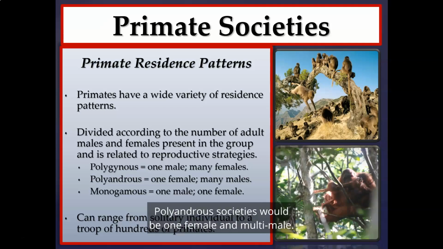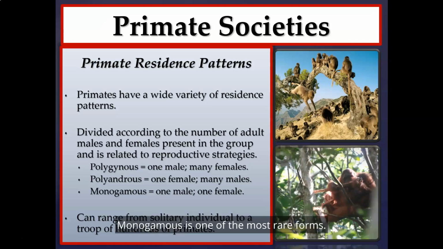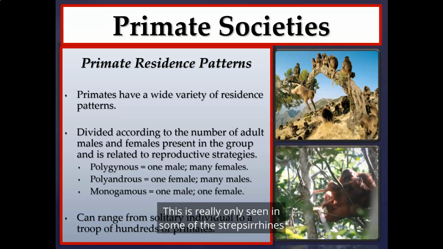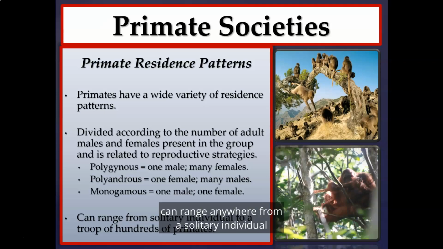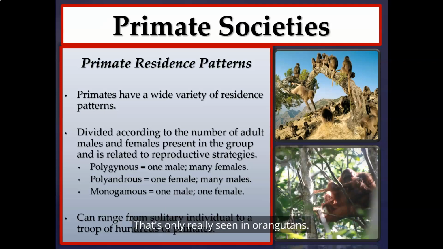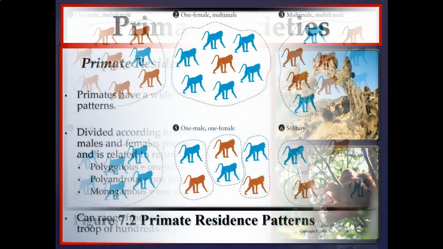Polyandrous societies would be one female and multi-male. Monogamous is one of the most rare forms. It's one male and one female. This is really only seen in some of the Strepsirrhines and gibbons and siamangs, and of course some humans. So in general, primate residence patterns can range anywhere from a solitary individual all the way up to troops of hundreds of primates. But again, the solitary structure is very rare. That's only really seen in orangutans.